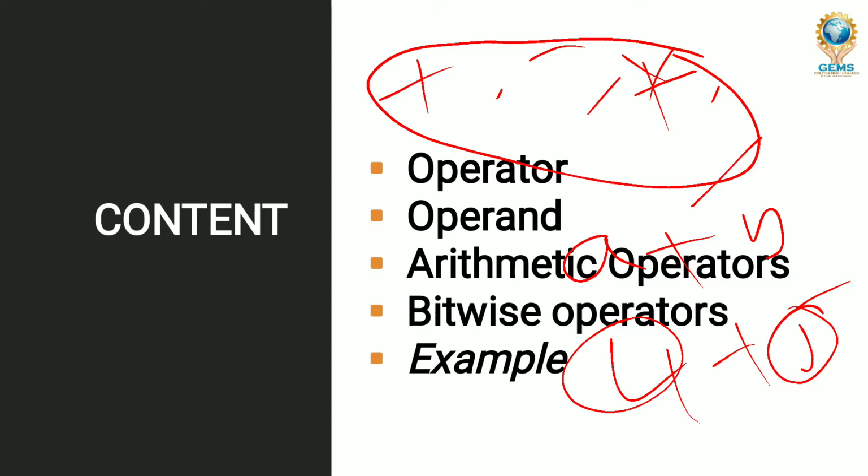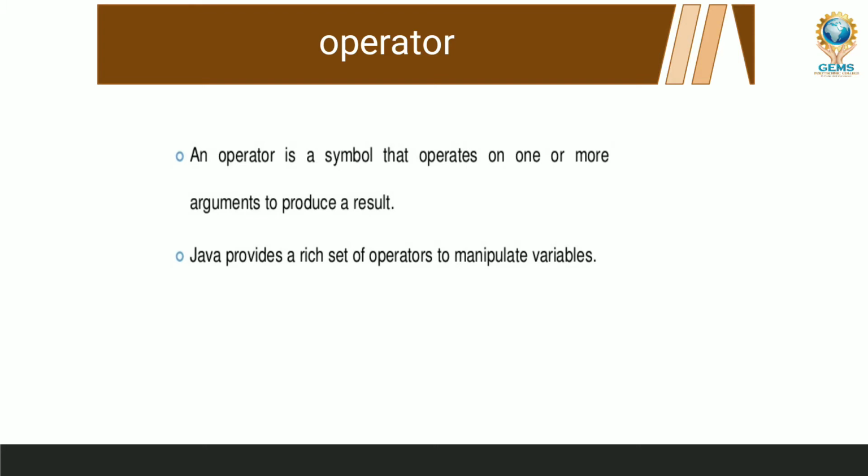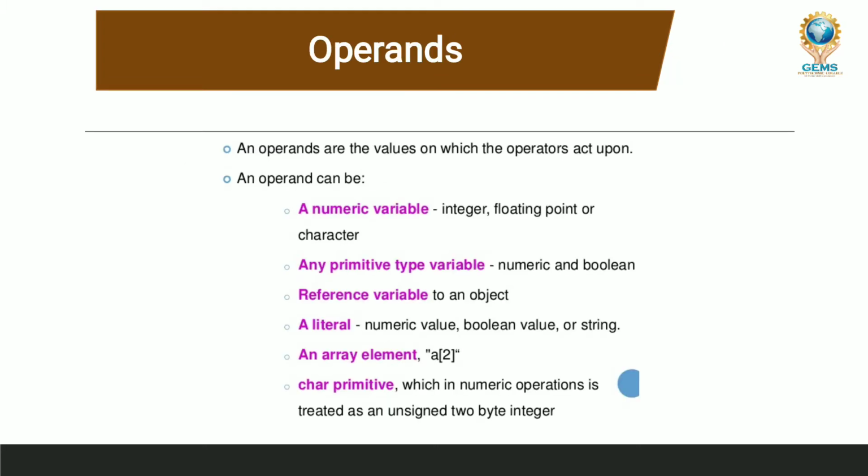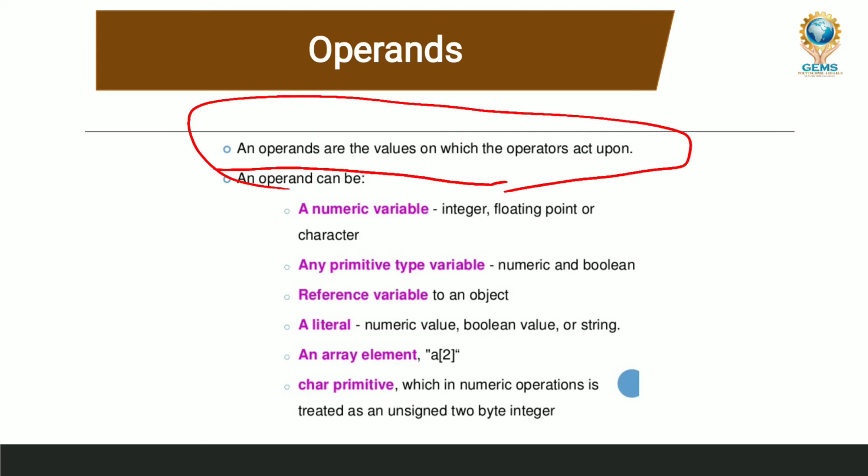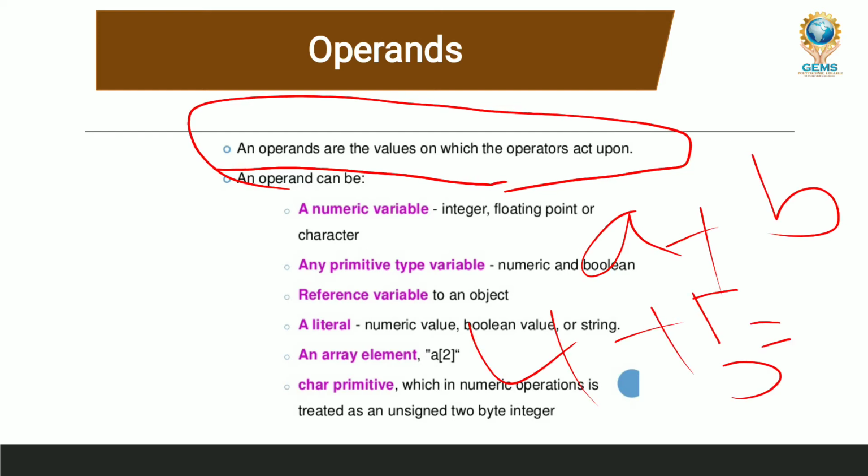So operands are the values on which the operators act upon. What is an operand? Operands are the values on which the operators act upon. So A, B are operands. A is here, B is here. So what will the operator do? It will act upon operands. That is called A plus B. That means 4 plus 5. So now the operator acts upon the operands.